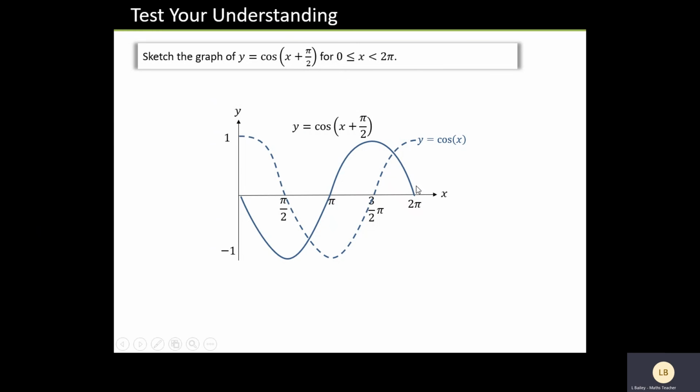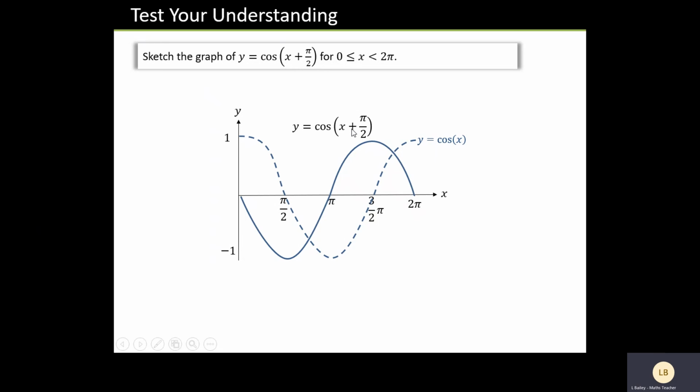Hopefully you would have got the solid curve for the cosine graph after the translation. So we started off, it's always a good idea to draw out what y equals cos x looks like in the first instance. That's the dashed line. And the way I think about it is, y is equal to cos, and in brackets, x minus negative pi by 2. Whatever I'm taking away, it tells you how you're moving that in the x direction.